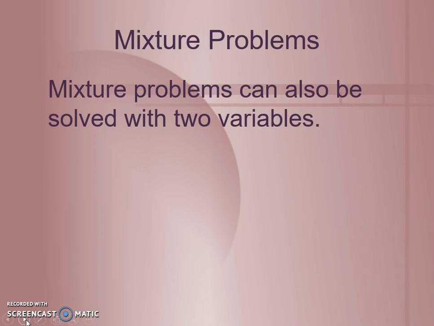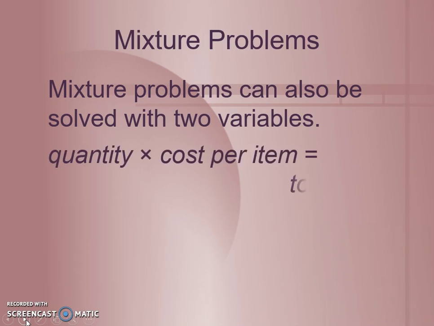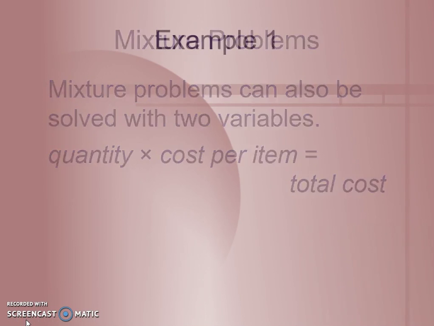Before, we were only doing one variable with our mixture problems, and now we're going to do two because we're doing systems of equations. So again, that formula is quantity times cost per item equals total cost. And we're going to get straight into example 1.